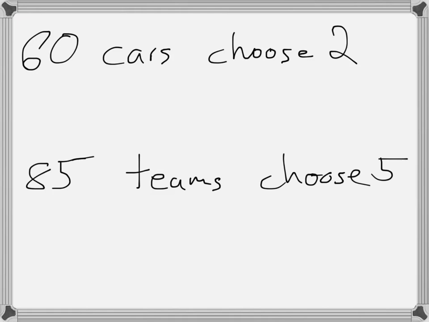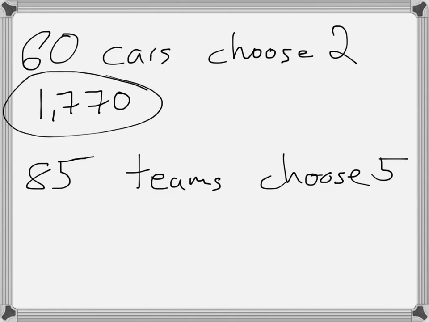That's 60 choose 2. That's 1,770 ways we can choose 2 cars. And the next solution is 85 choose 5, which is going to be a significantly larger number. So yeah, there's a lot of different ways we could choose those 5 teams.